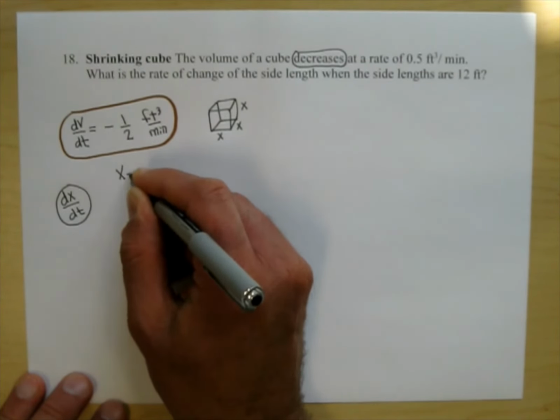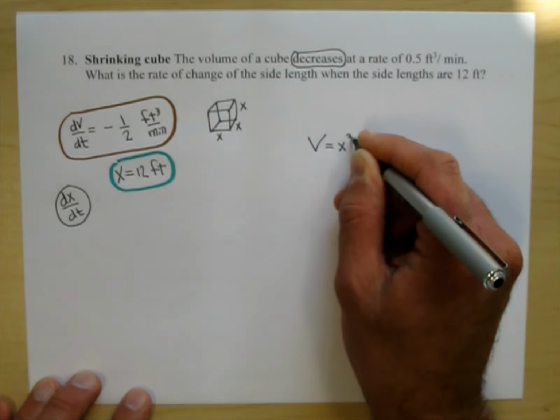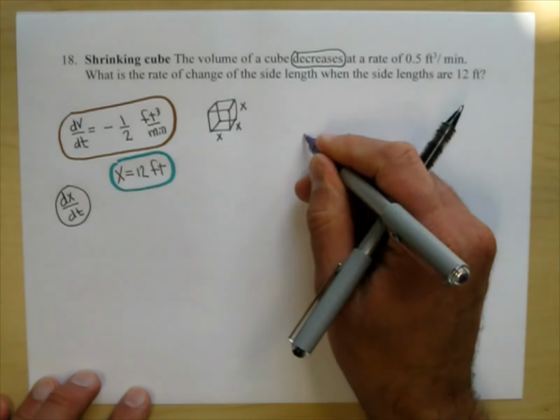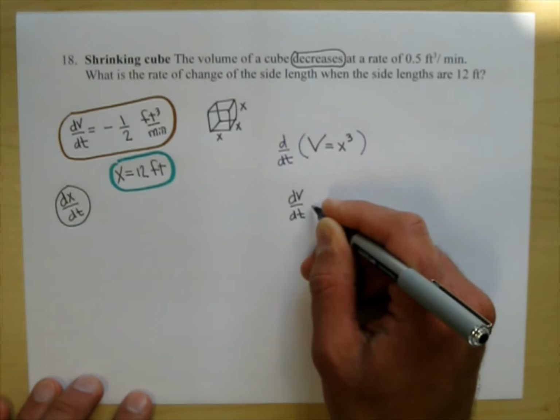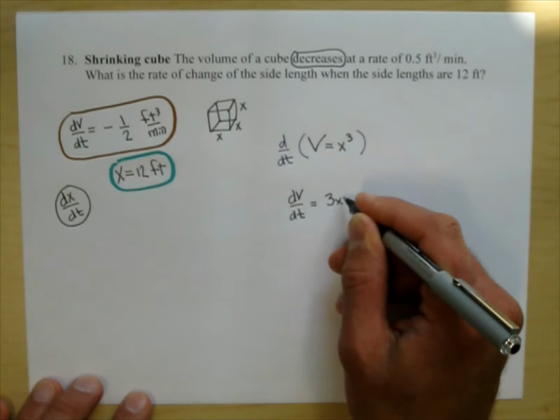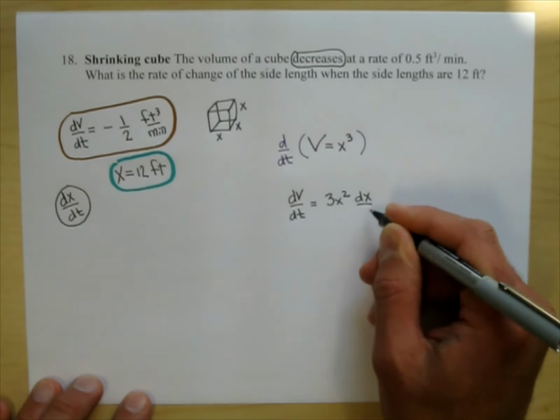So we'll go ahead and circle that in a different color. And the formula that has volume, because we have volume here, and that has x is the same one we used last time, which is V equals x cubed. I'm going to zap both sides with the derivative gun, d/dt. We're going to go through this one a little faster because we did exactly the same work on problem 16. dV/dt equals 3x squared dx/dt.